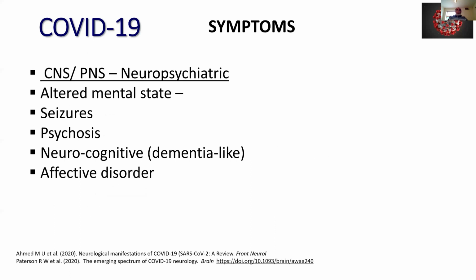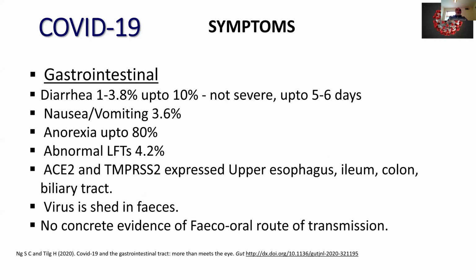As I said, it can cause diarrhea in up to 8% of people in some reported literature from Singapore, but it's usually self-limiting and not very severe. Some people do get nausea, vomiting, and many are anorexic. And abnormal LFTs have been seen in a number of people. The ACE2 receptor and TMPRSS2 receptor are very well expressed, I'll come to that in a minute, in the GI as well as biliary tract. So far, there is no scientific evidence that it is spread by the fecal-oral route.